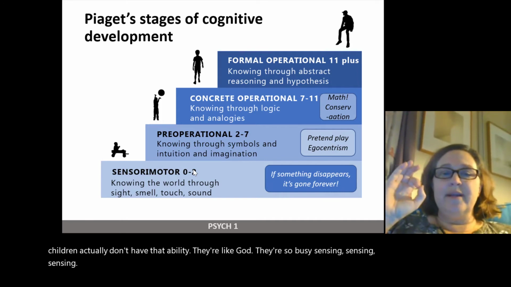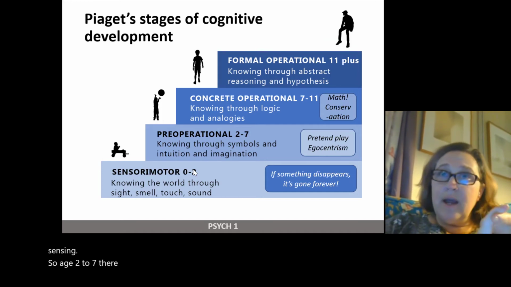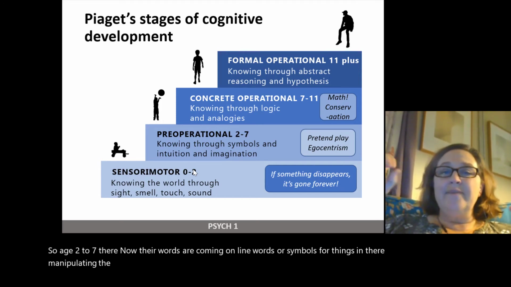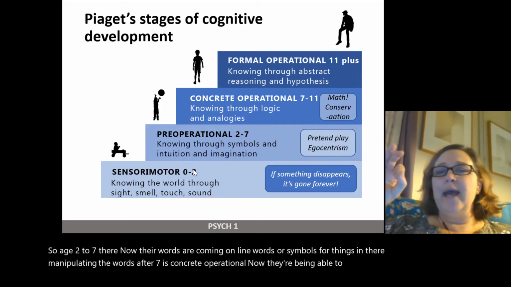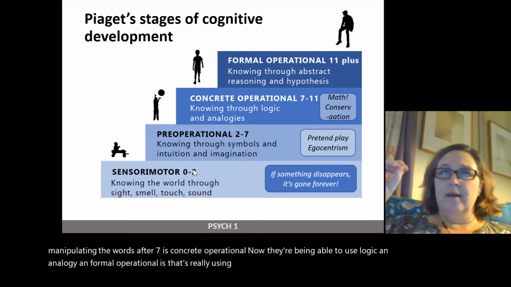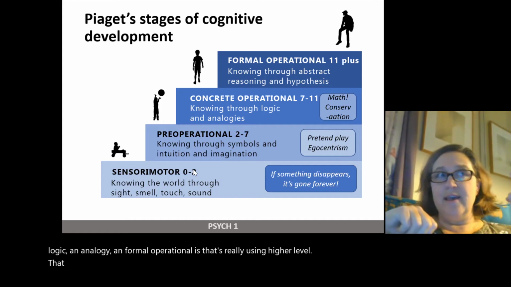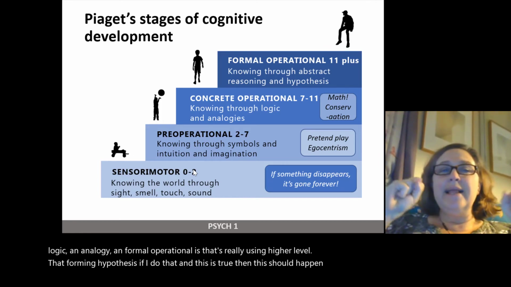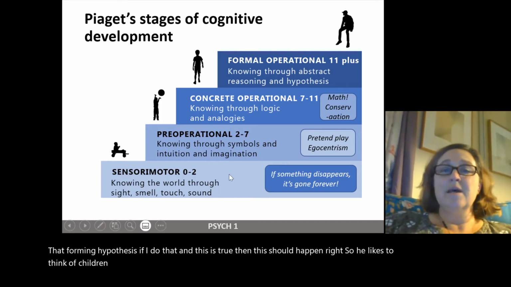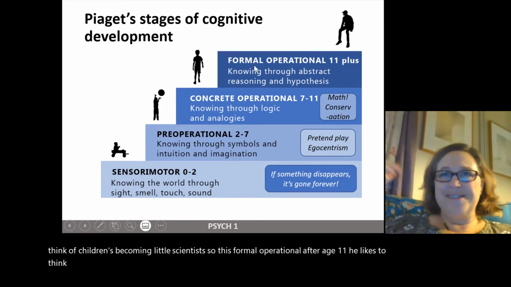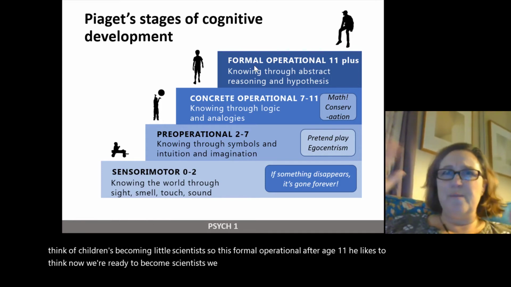So age 2 to 7, their words are coming online. Words are symbols for things and they're manipulating the words. After 7 is concrete operational. Now they're being able to use logic and analogy, and formal operational is really using higher level thought, like forming hypotheses. If I do that and this is true, then this should happen, right? So he likes to think of children as becoming little scientists. So this formal operational after age 11, he likes to think, oh, now we're ready to become scientists. We can form hypotheses. We can do math problems.